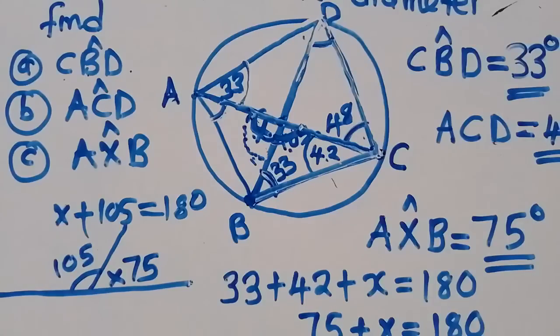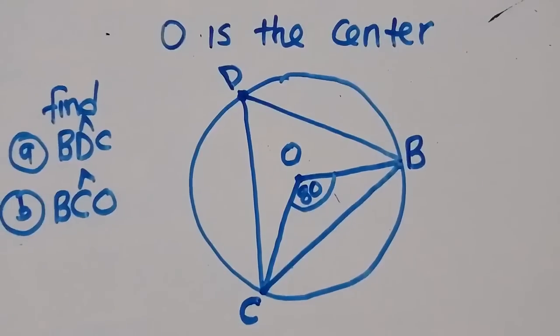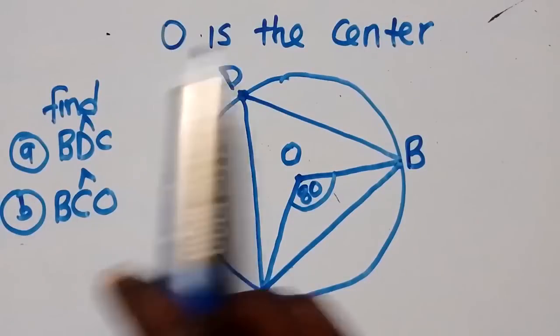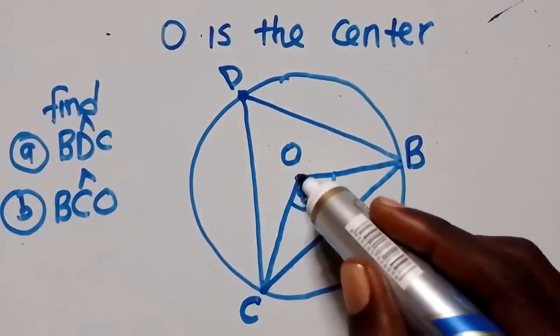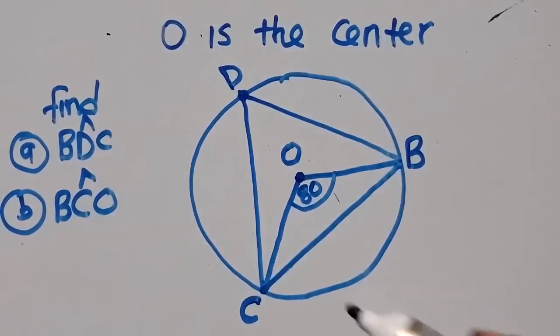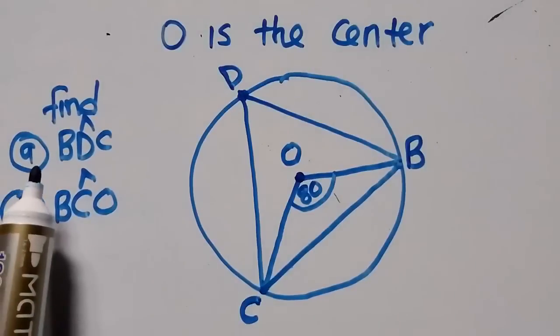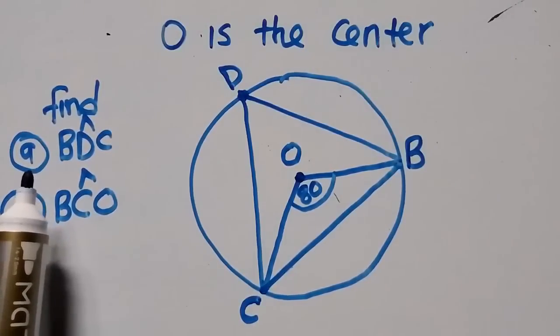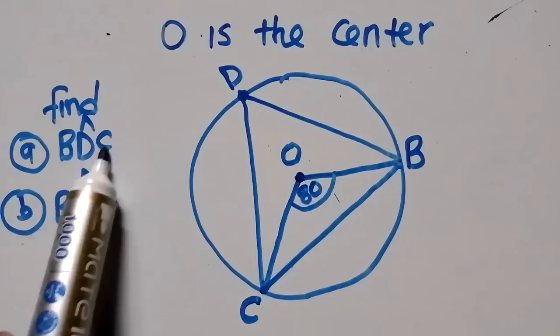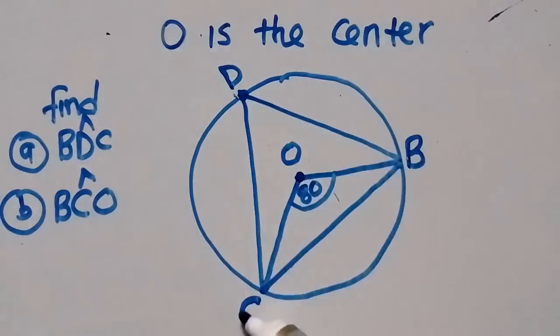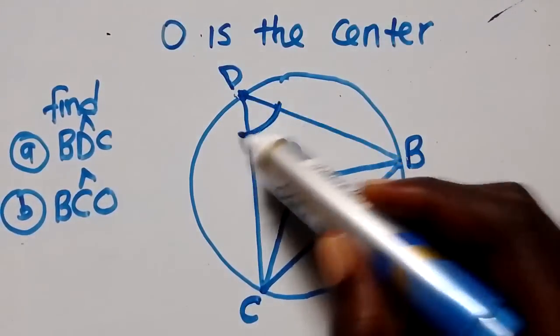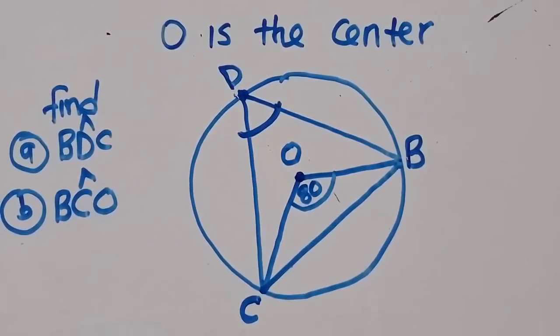So let's look at another example. Let's go to example 2. The next question that we are going to do. You are given that O is the center. The point O there is the center. So what are you told to find here? You are told to find BDC. You want to find the angle that is there.